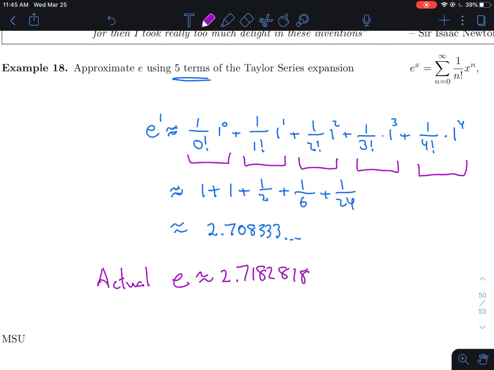All right, so here is my work. Again, this is asking for 5 terms. And so this is sometimes a point of confusion, that there's a subtle difference between saying a polynomial of degree 5 versus saying 5 terms.